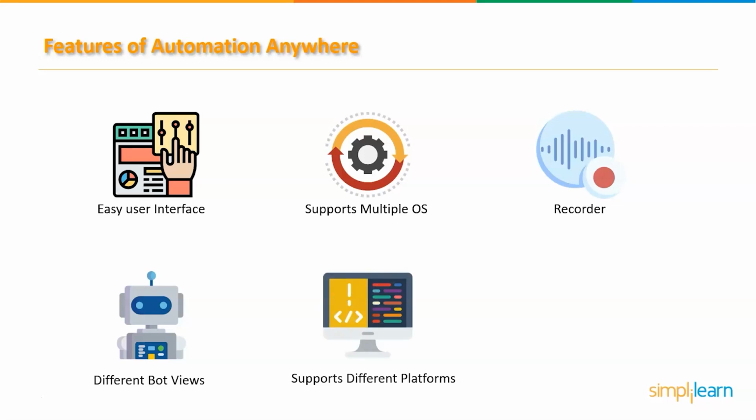Automation Anywhere supports platforms like JavaScript, Python, and VBScript, as well as advanced variable capabilities. Another key feature is its versatile architecture that allows for the addition of new command packages.